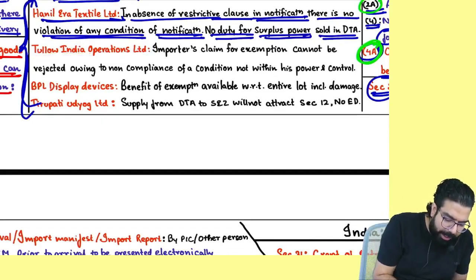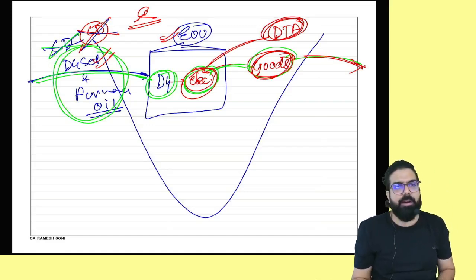The next one, Tullo India. People, so is he liable for custom duty or not liable?